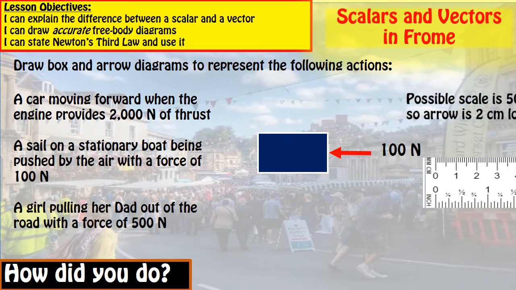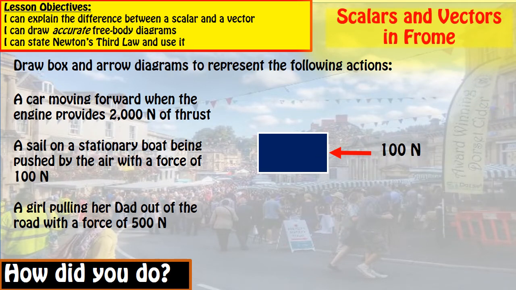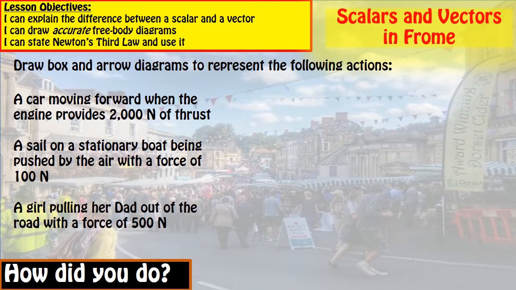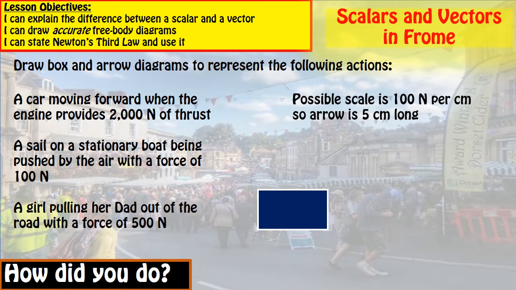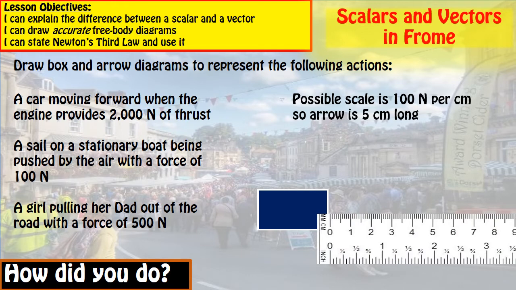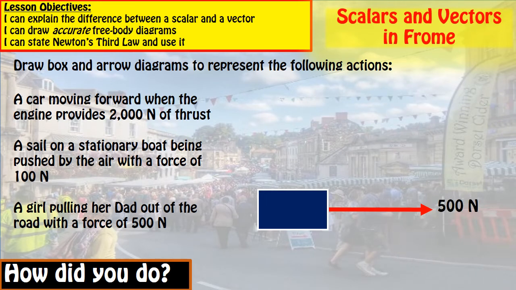So let's have a look at the third one. A girl pulling her dad out of the road with a force of 500 newtons. So I've chosen 100 newtons for every centimetre. So 500 newtons makes a 5 centimetre long arrow. And she's pulling her dad, so she'll be pulling the box, if you like. So the arrow goes from left to right. And this one would be 5 centimetres long. And there it is, labelled 500 newtons as well. There we go, perfect. How did you do?